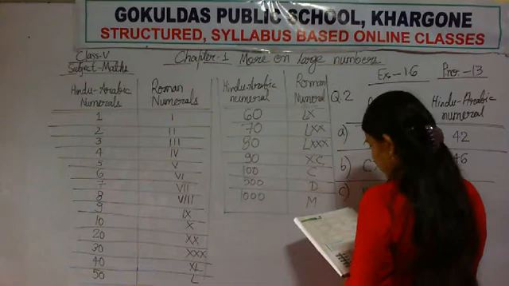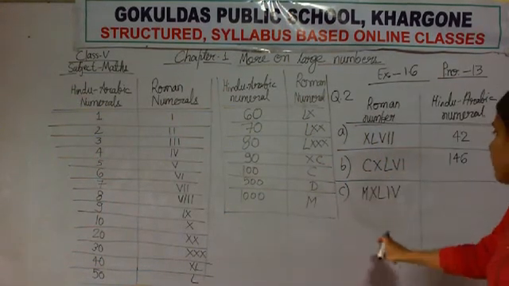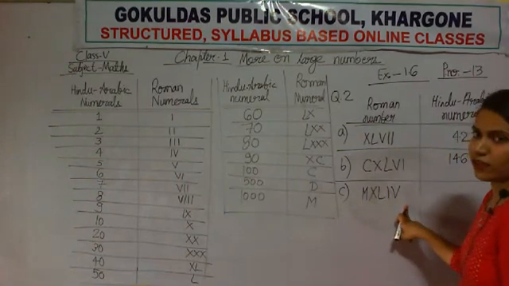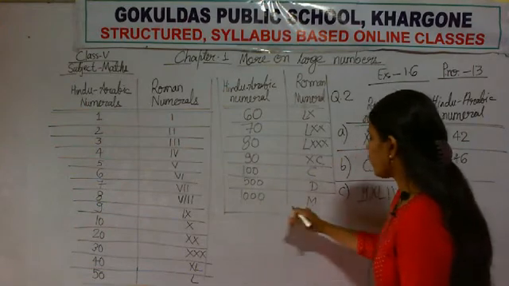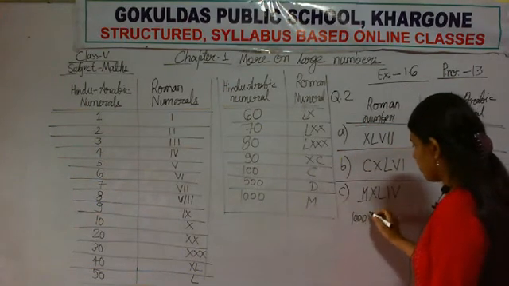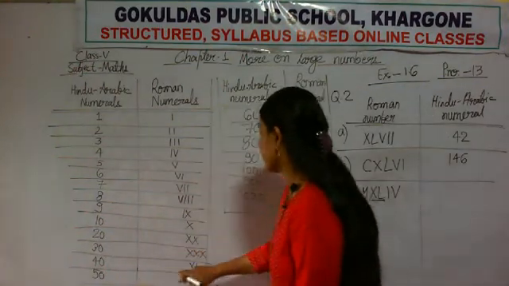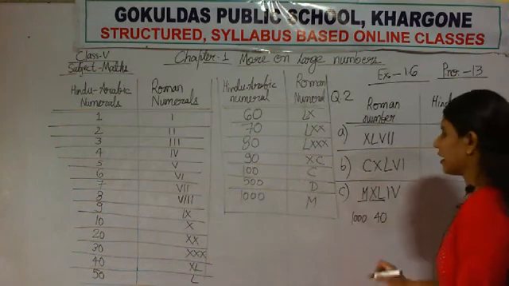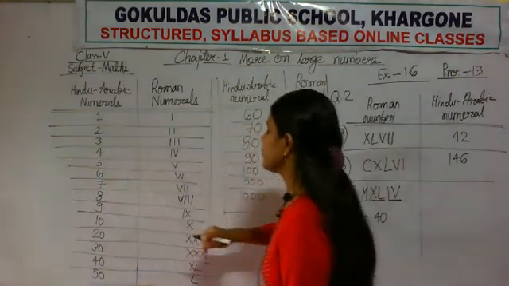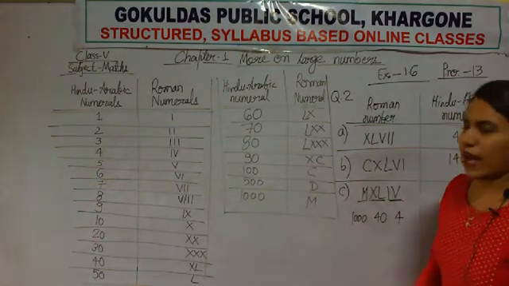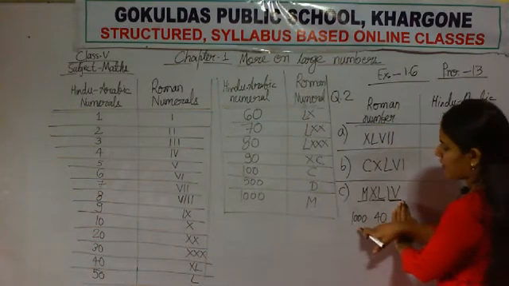In part C, the given Roman number is MXLIV. M means 1000. XL represents 40. IV represents 4. And you see that 40 is a smaller number, and it is written right to the 1000.